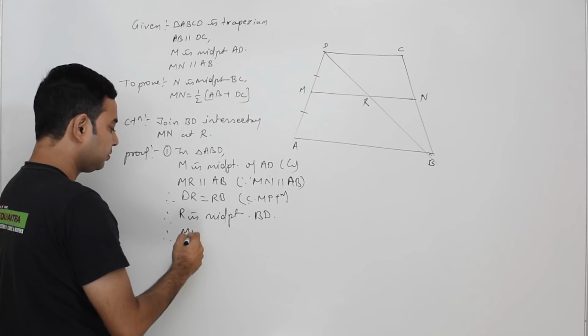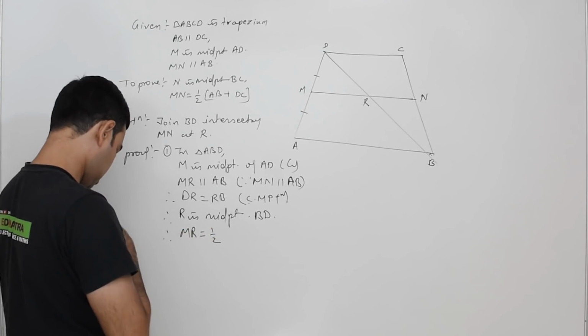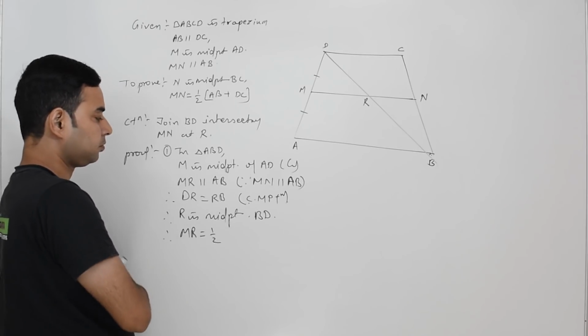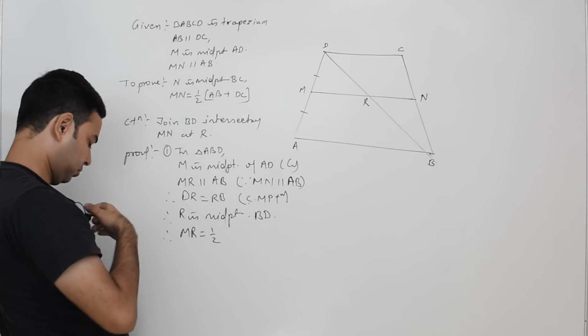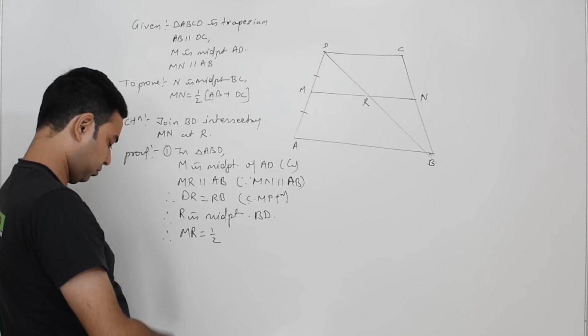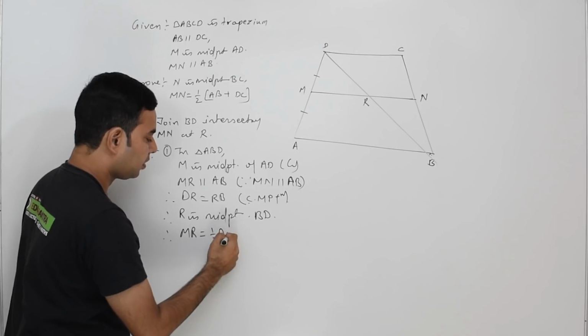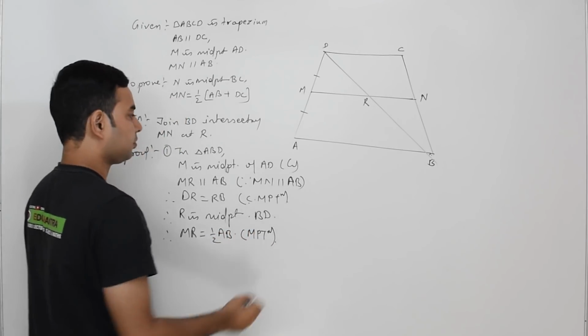So MR is equal to half of AB. MR is half of AB by midpoint theorem.